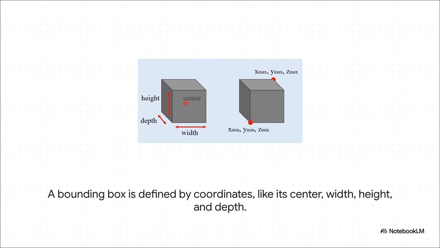So how does it do it? Well, it predicts what's called a bounding box. And you got to think of this less like a label and more like a set of instructions. The network actually outputs a vector of numbers, coordinates like its center point, and its dimensions like width, height, and depth that precisely define this box in 3D space.